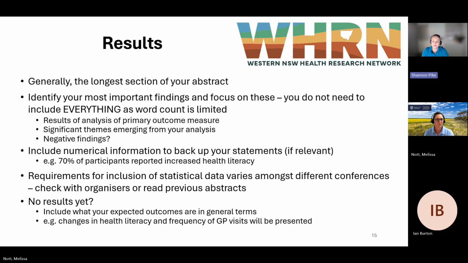Now, we can't control what our research results are, and you may find that you have got some negative findings. And we would again reflect back on that tip. If these are important findings, then you should absolutely include those in your abstract. It's also a good idea to include numerical information to back up any of your statements, if this is relevant. So for example, by stating 70% of participants reported increased health literacy.